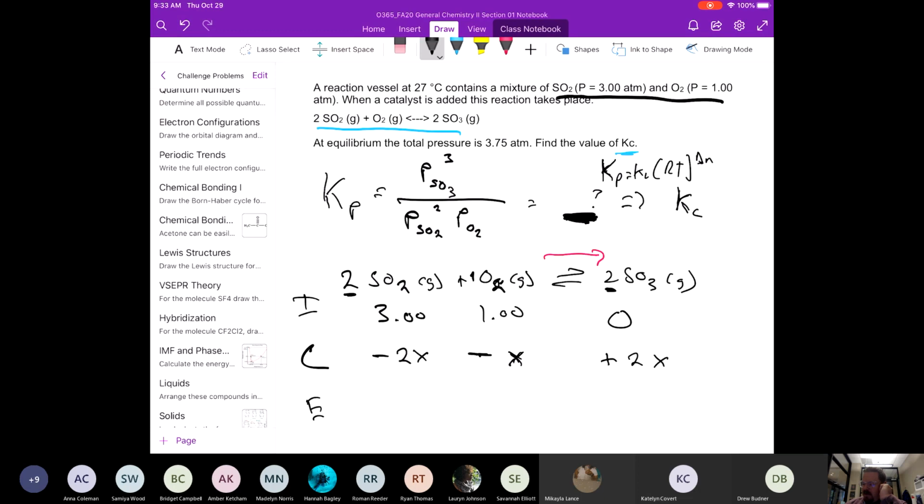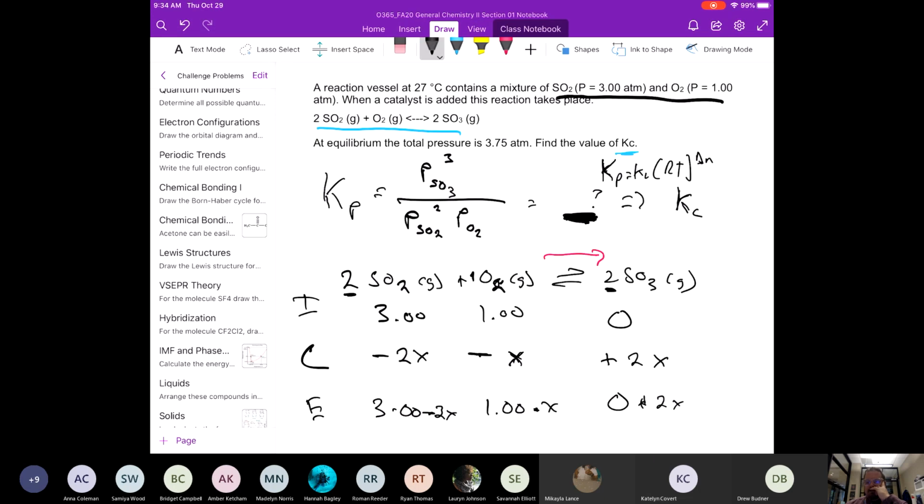As we reach equilibrium, our pressure of SO2 is now going to be 3 atmospheres minus the amount we lost, which would be 2x. The amount of O2 would be 1 minus x. And the amount of SO3 is going to be 0 plus 2x.